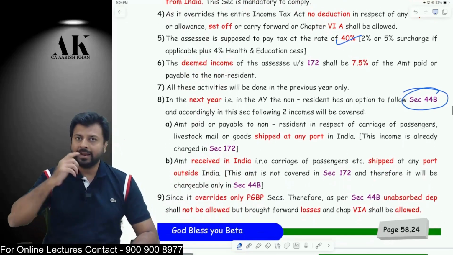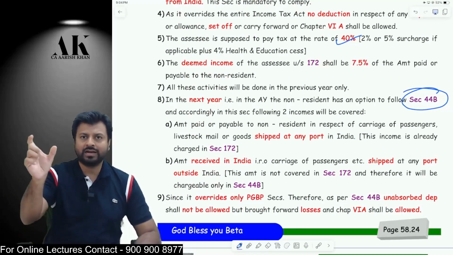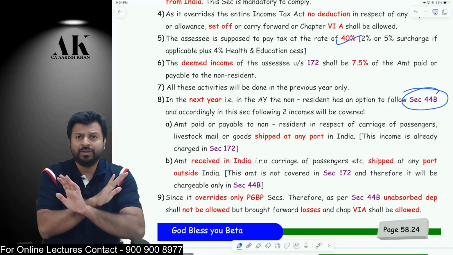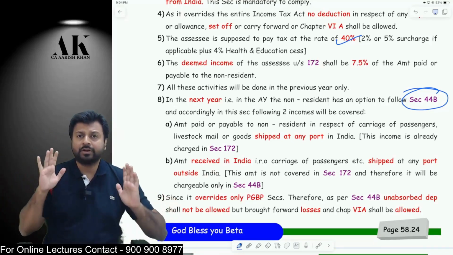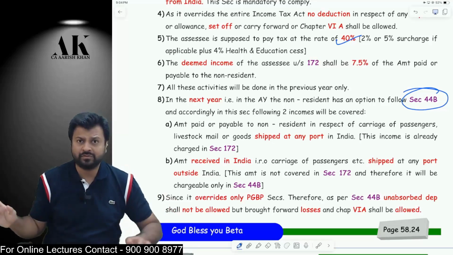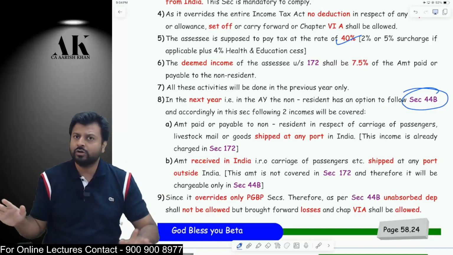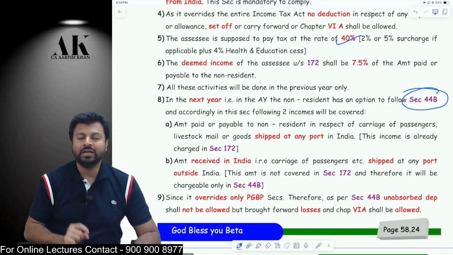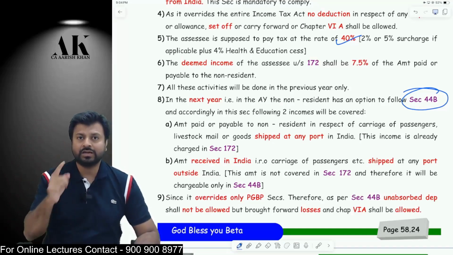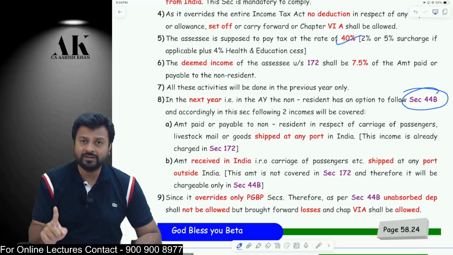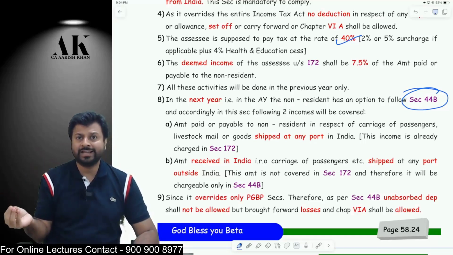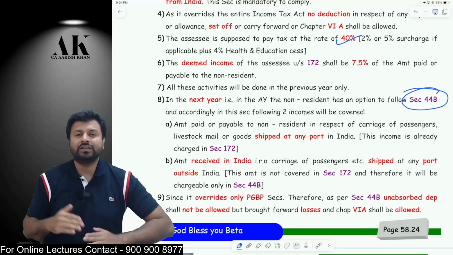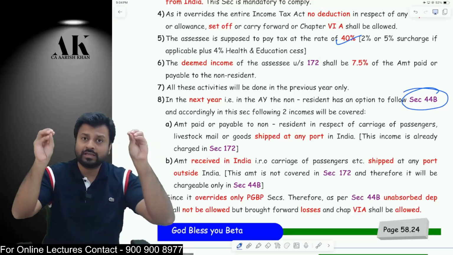In 44B, he can show 100 lakh as revenue, 7.5% as income, 7,50,000. Again, 44B also does not give you any PGBP deduction because 44B also overrides the PGBP provisions from 28 to 43. But the few deductions which were not allowed under 172 will be allowed. That is, if there is any chapter 6A, you can claim it against this income. If there are any losses in India which you can set off against this business income, you can set off that loss, and the differential amount is obviously going to come as a refund.